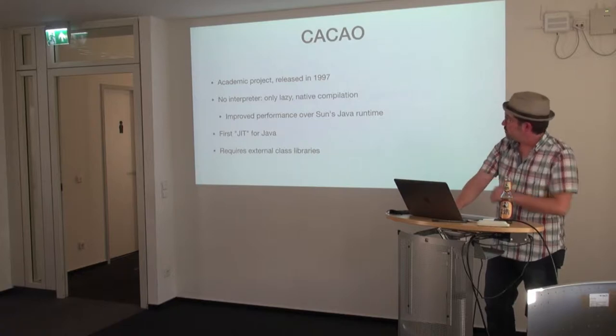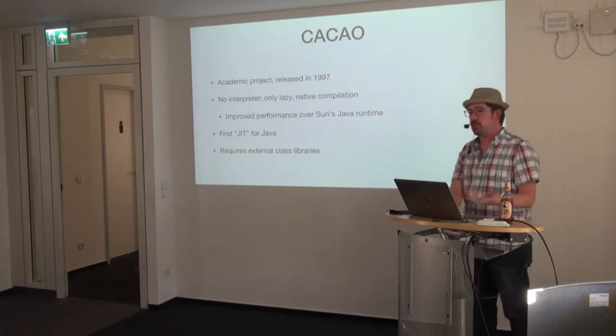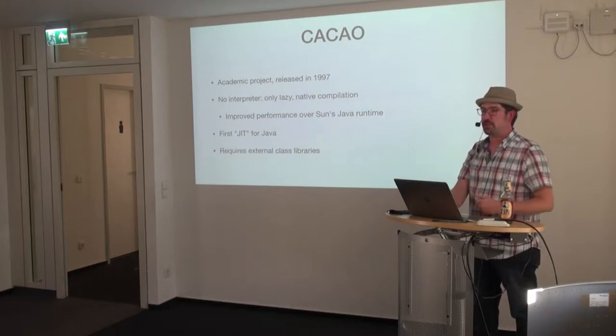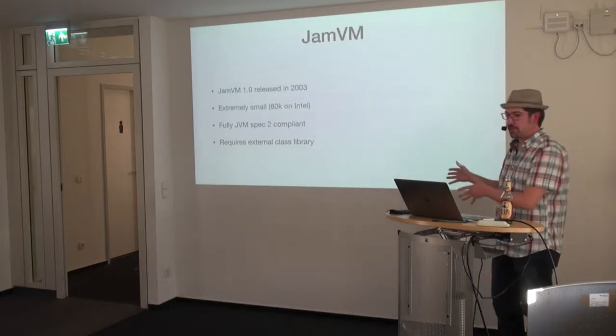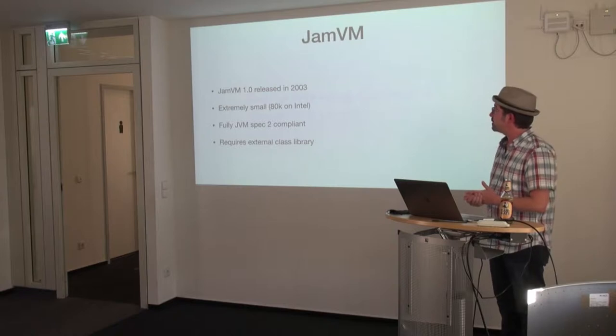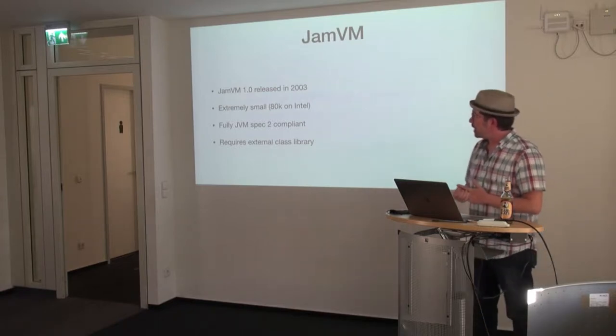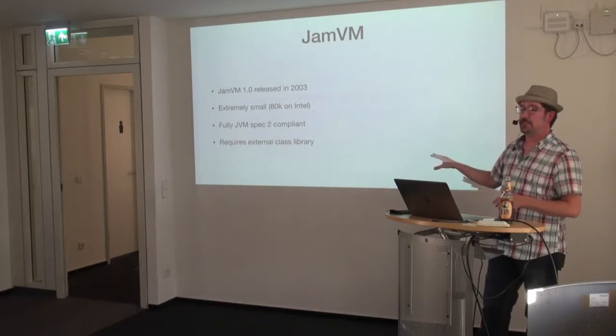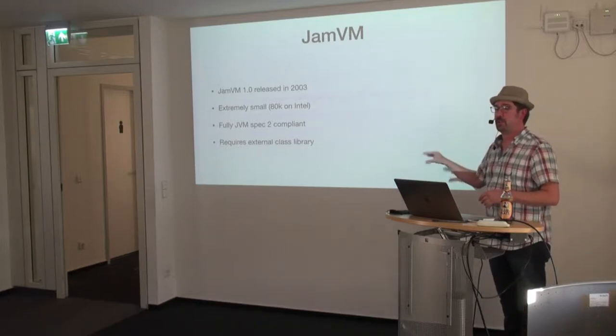And like most of these early JVMs, because there was no open source class library, you had to find a way to plug a separate external class library in, like from the JDK or later on from ClassPath. JamVM came along somewhat later. Now, this is actually an interesting one because of the size. This was implemented to be an extremely small JVM.